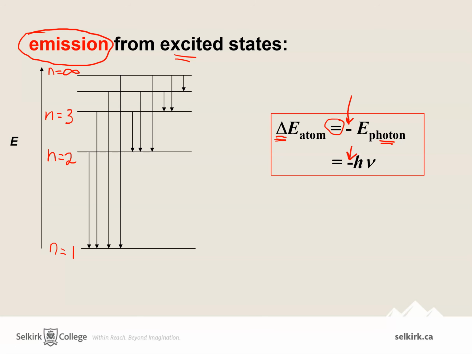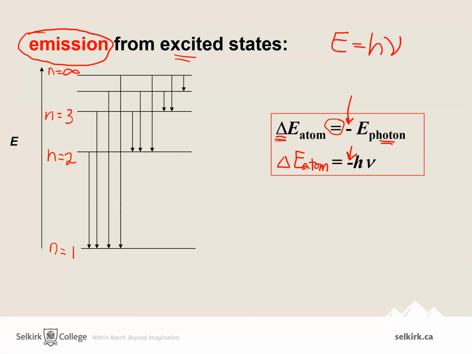We saw in an earlier slide that the equation for the energy of a photon is E equals h nu. So I can also express the energy that comes out of the atom as equal to negative h nu. All right, here's the good part.